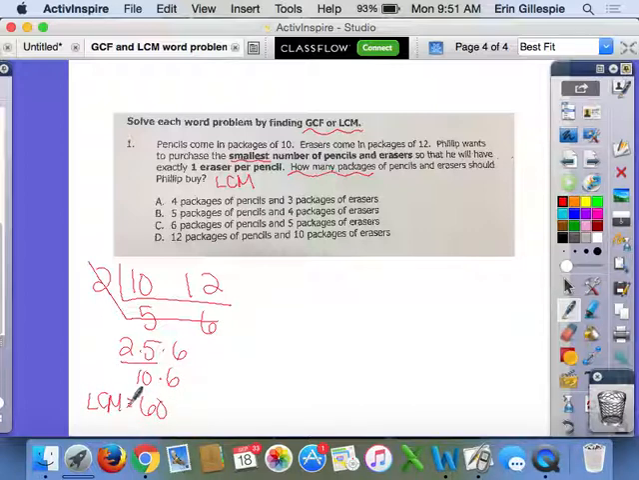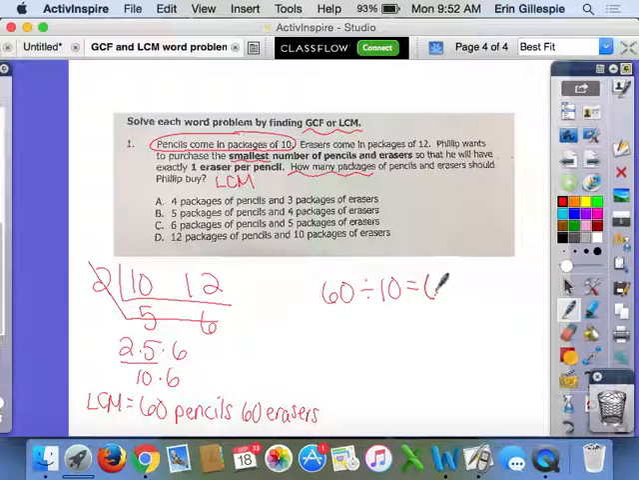But if you look at our answer choices there, I don't see 60 anywhere. That's because that 60 just told us how many pencils and erasers he'd have to have so that they match up and they're the same. So if you have 60 pencils, you would also have 60 erasers. That would work out. But they don't come in packs of 1 or packs of 60. Pencils come in packages of 10. So if I need 60 pencils, and they come in packages of 10, well then how many packs do I need? Well, 60 pencils divided by 10 in a pack means I need 6 packs of pencils.